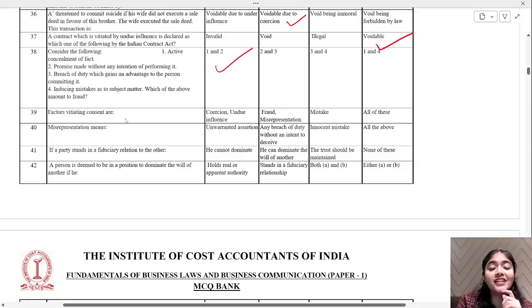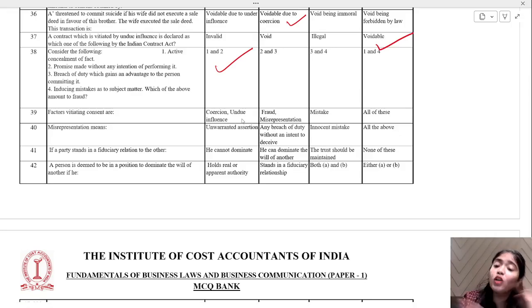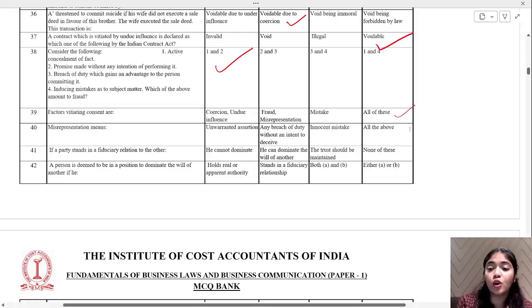Factors vitiating consent are: what will be affecting the consent? Tell me. Coercion, undue influence, fraud, misrepresentation, mistake. All of these are going to impact your consent, right? Misrepresentation means what? Unwarranted assertion, any breach of duty without any intent to deceive, innocent mistake. So that is your option number D, option number 4.